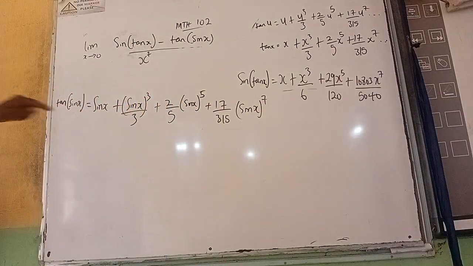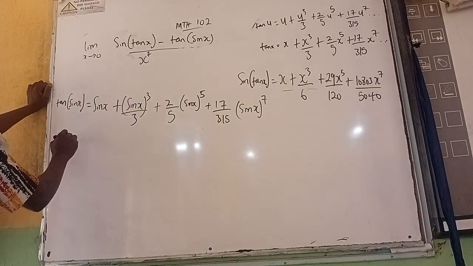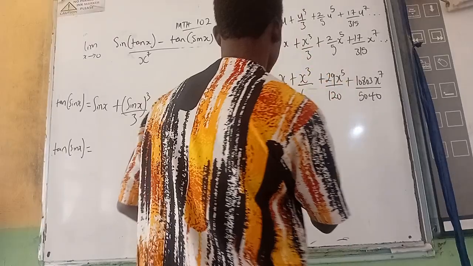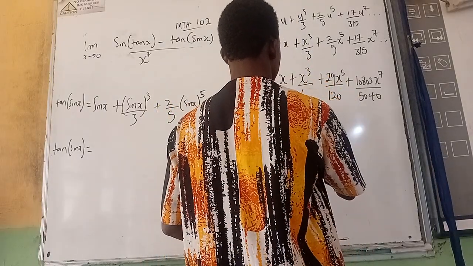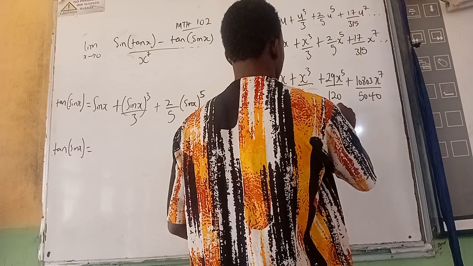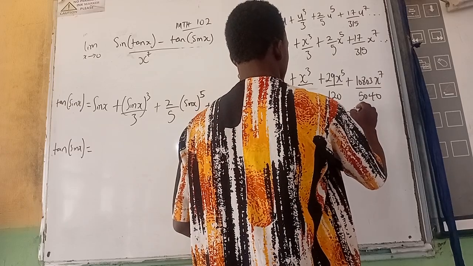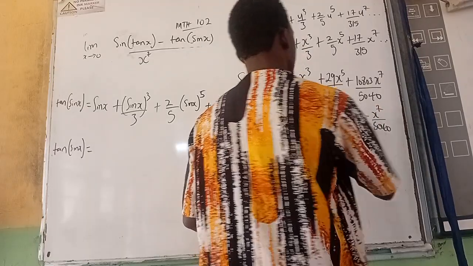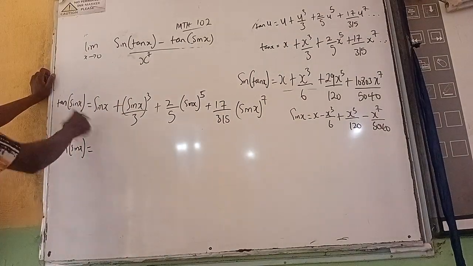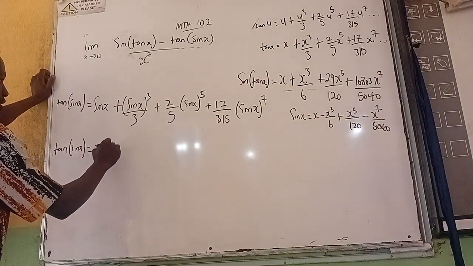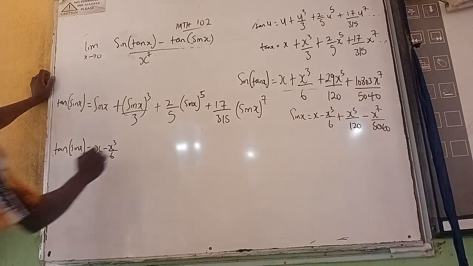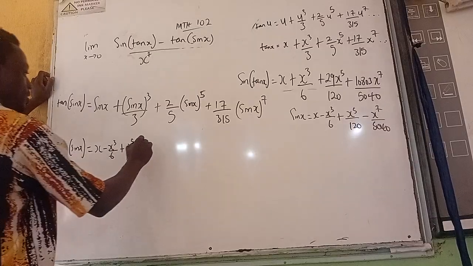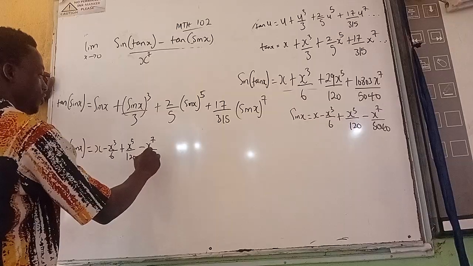But we need to plug in sin x. So here we have tan(sin x) equals what? I think I wrote it earlier: sin x equals x minus x cube over 6 plus x^5 over 120 minus x^7 over 5040. Do we remember? So we plug it here. Sin x, so here we are going to have x minus x cube over 6, plus x^5 over 120 minus x^7 over what? 5040.